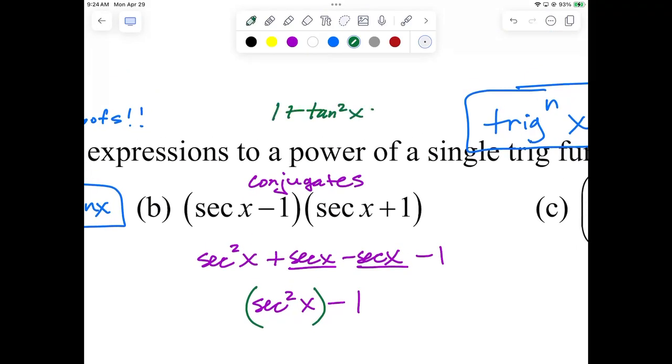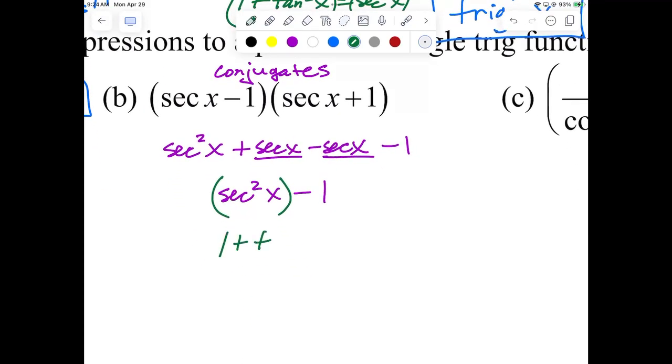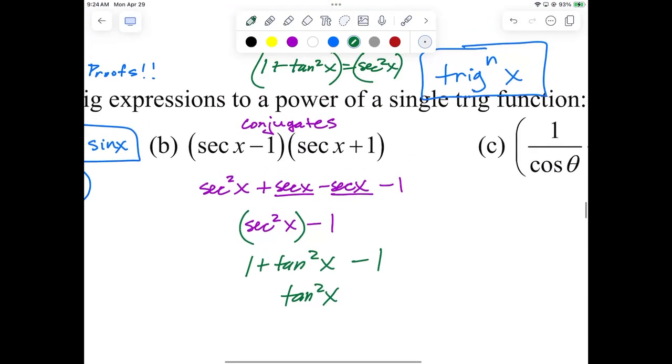Isn't secant squared 1 plus tangent squared? So can I make that replacement? Can I replace secant squared with 1 plus tangent squared? Yeah, I get 1 plus tangent squared minus 1, and then my 1's cancel, and I'm left with tangent squared of x. Did it work? That's a single power of a single trig function.